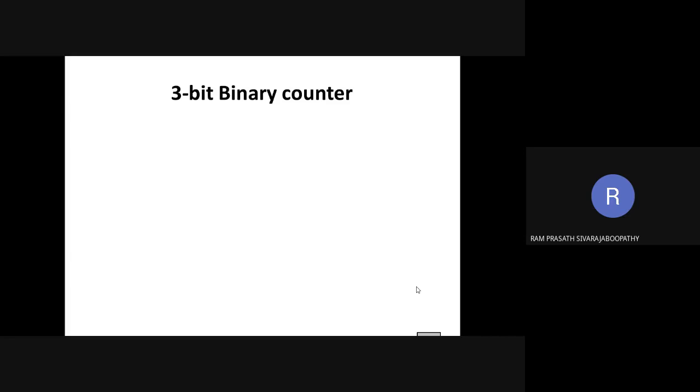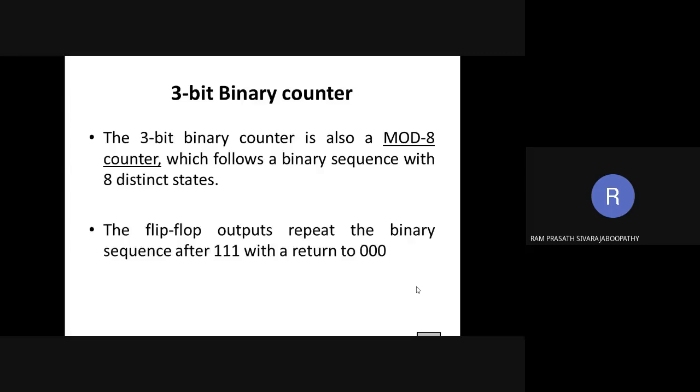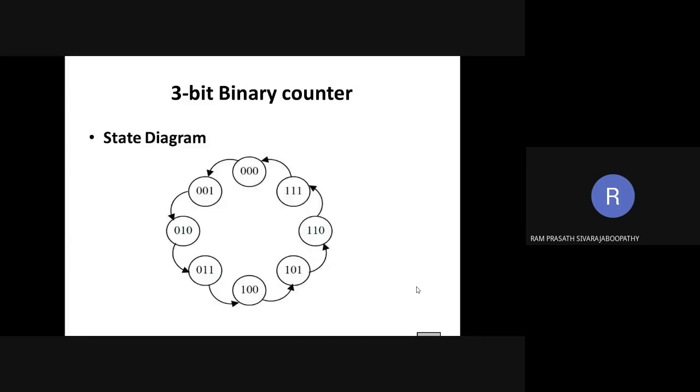Yes, it is from 0 to 7. Okay, so we call it a mod 8 counter. The flip-flop output repeats the binary sequence after 111. 111 is the maximum count, and it goes to 000 again. So this is the state diagram. You can see 000, 001, then 010, then 011, 4, 5, 6, 7. What happens after 7? Again 000. Same procedure. What should we do?